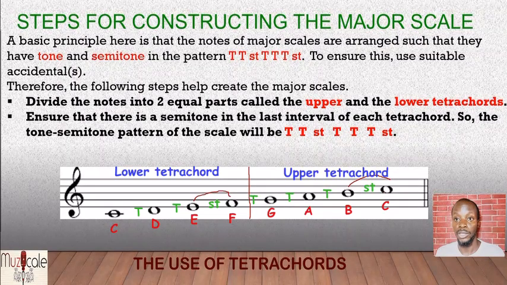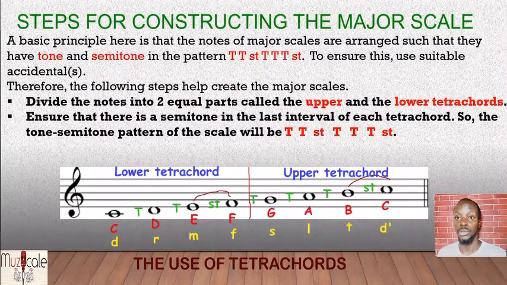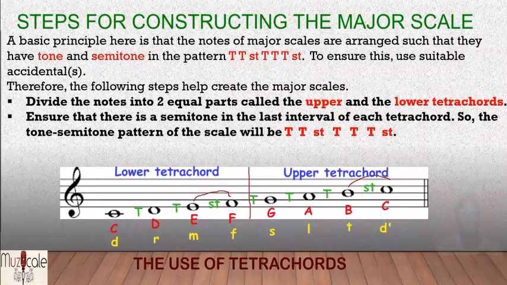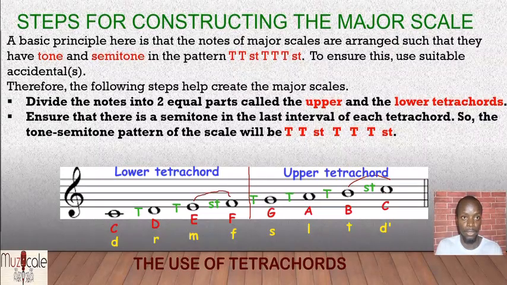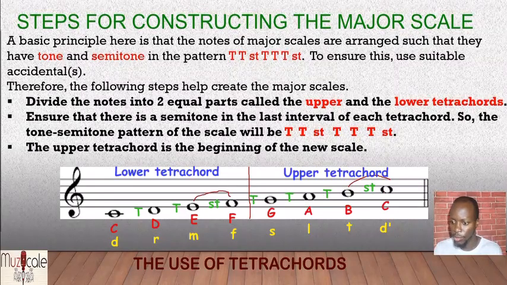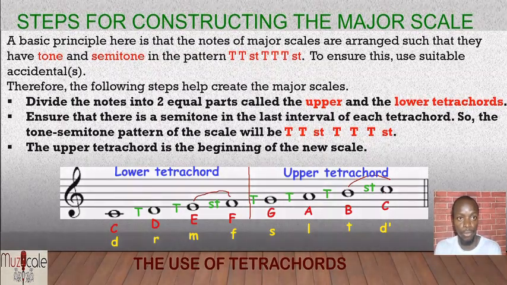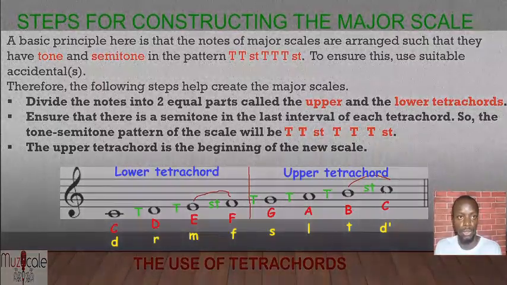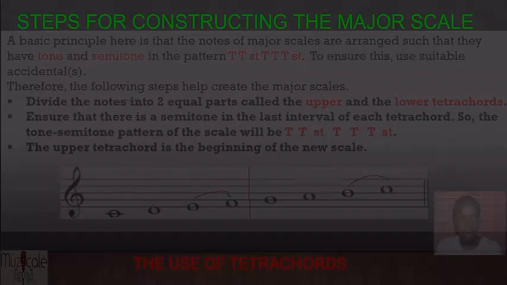So when you have that, the scale sounds like do, re, mi, fa, sol, la, ti, do. If not, it won't give the feel of the major diatonic scale, right? Now, the upper tetrachord is the beginning of a new scale. Let's look at it. It's telling us that G is the start of a new scale, so that in this scale we don't have accidentals, no sharp, no flat. The upper tetrachord will be the beginning of a new scale.